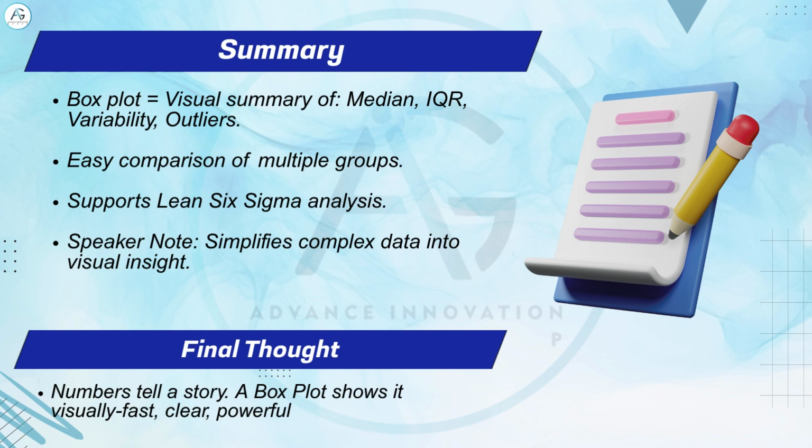It's also a valuable tool in the Lean Six Sigma toolbox, helping identify variation, monitor process stability, and uncover hidden issues. In short, a box plot simplifies complex data into clear visual insight, giving us an efficient way to spot trends, issues, and opportunities for improvement.